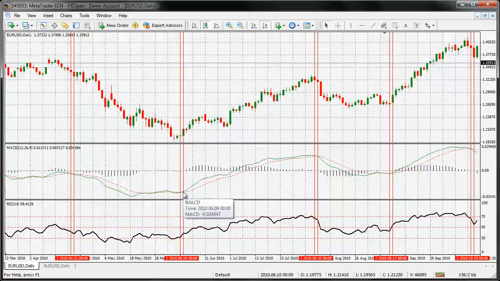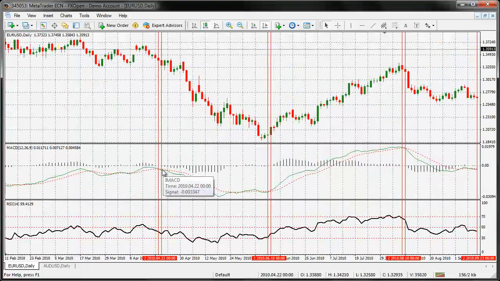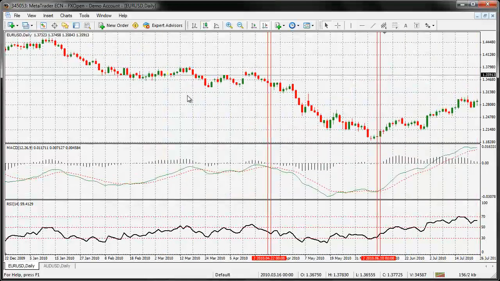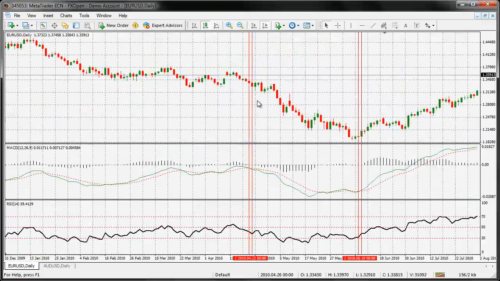Again, this is a buy trade, but the RSI doesn't go above 50, so that's no good. Here is a sell trade, but it doesn't really fall below the 50 line, so that's no good. Here is a sell signal right here. The RSI falls below 50, so that's good. We can go short on that one. And that's as far as the examples I've done on there.